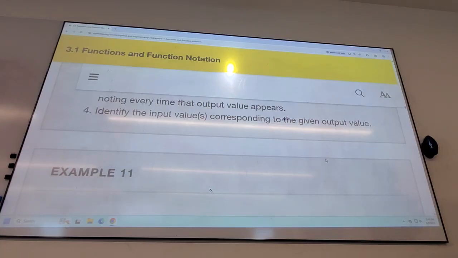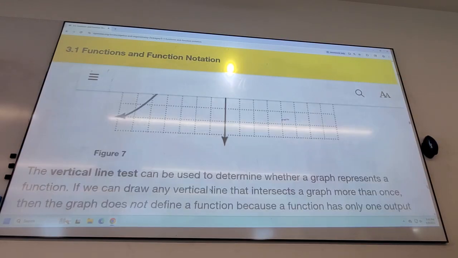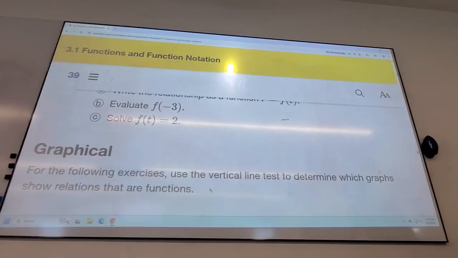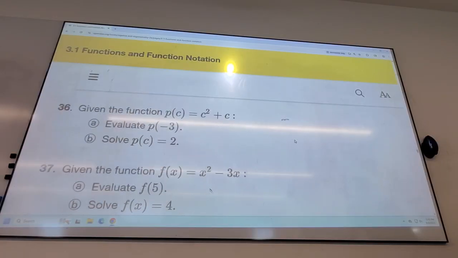Anything else from homework? Did I get to your other question? No. I'm amazing. You wanted number 36? Okay. I'm so helpful. Oh, okay, beautiful.